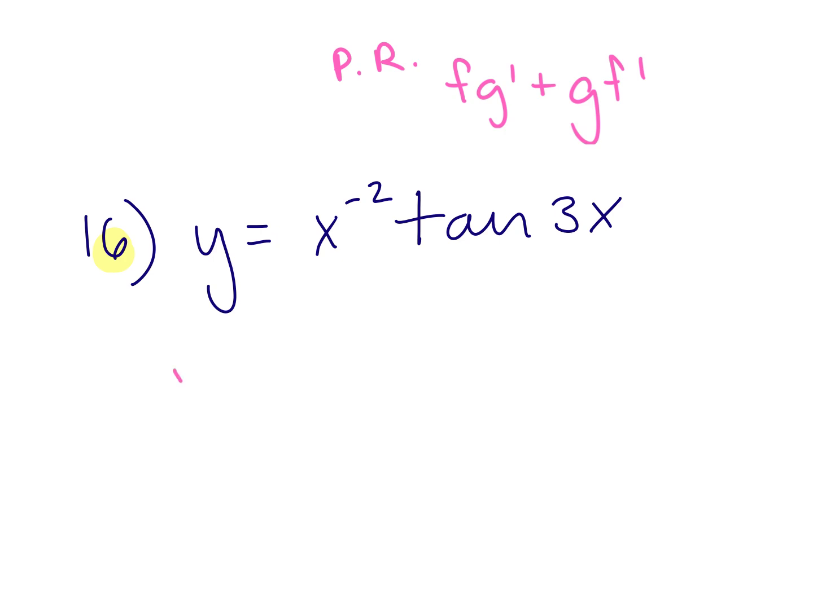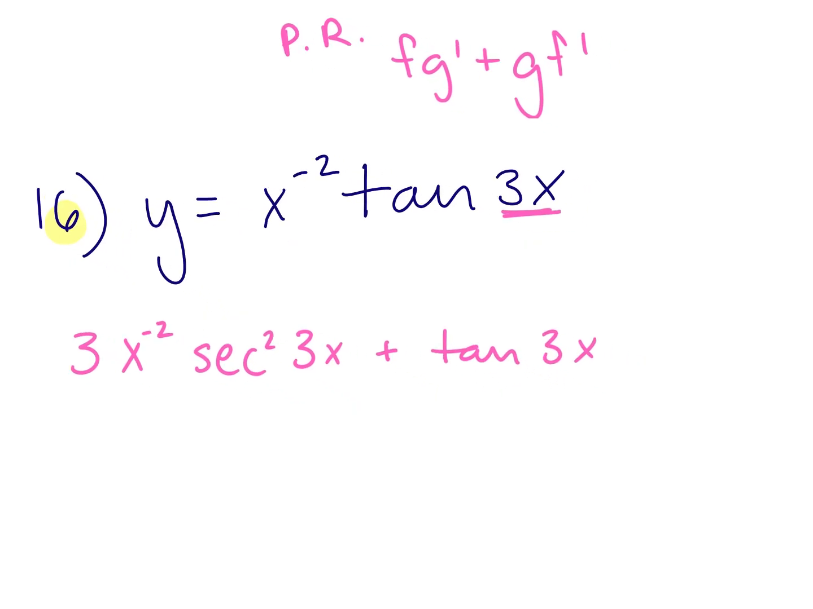So our first would be x to the power of -2 times the derivative of the second. What's the derivative of tangent of 3x? Secant squared 3x times 3. Don't forget to take the derivative of what we're taking the trig function of. Plus the second, so tangent of 3x, times the derivative of the first.